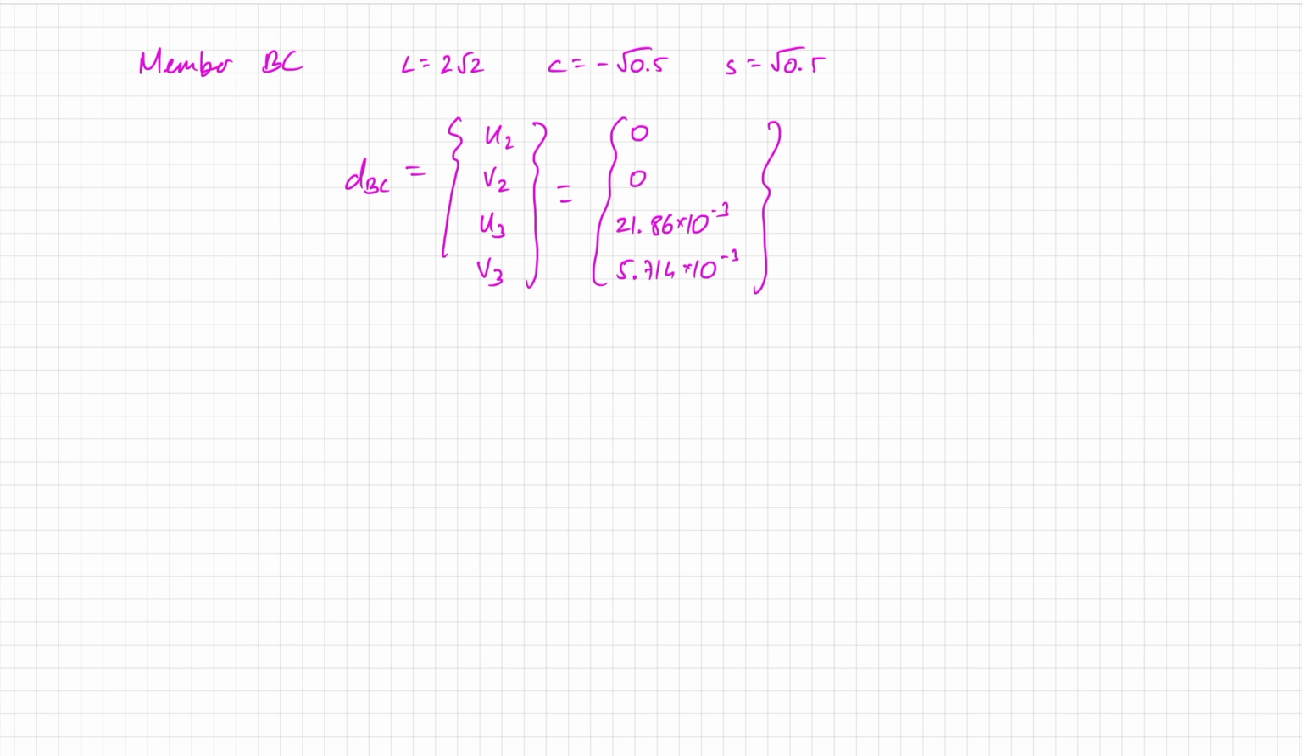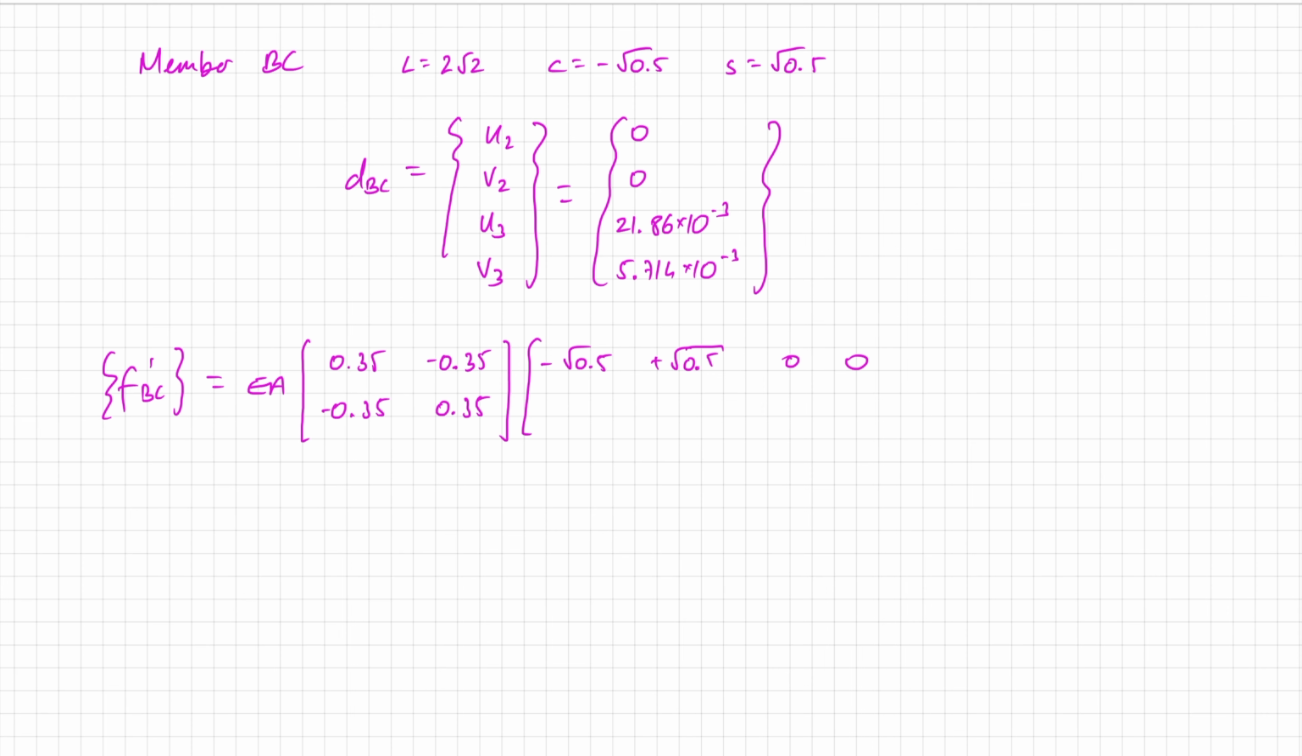So once again, putting everything together so that I get back into the local coordinates, EA, and here I get 0.35, because essentially it's 1 divided by 2 square root of 2, and minus 0.35 and 0.35. That's the stiffness matrix in local coordinates. Then I've got that transformation matrix, so minus the square root of 0.5, plus the square root of 0.5, 0, 0, 0, 0, and then once again minus 0.5, plus 0.5. And finally, that displacement vector that I just found.